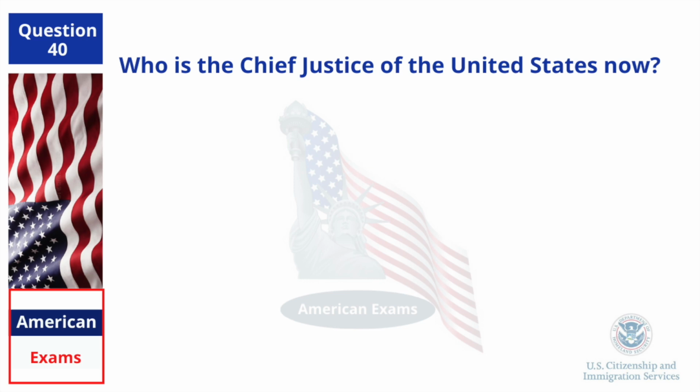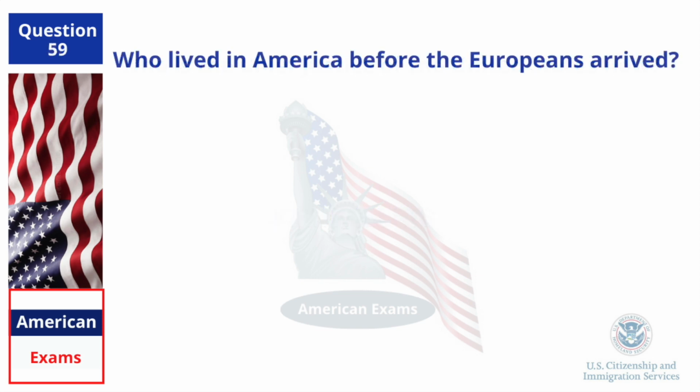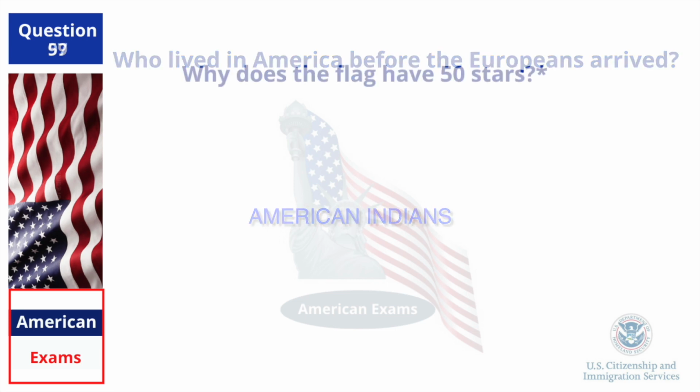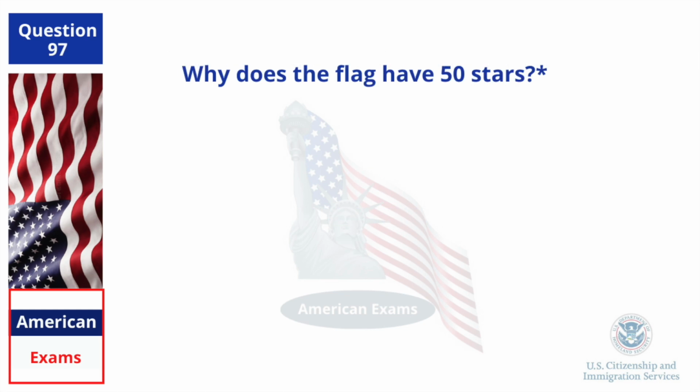Who is the Chief Justice of the United States now? John Roberts. Who lived in America before the Europeans arrived? American Indians. Why does the flag have 50 stars? Because there are 50 states.